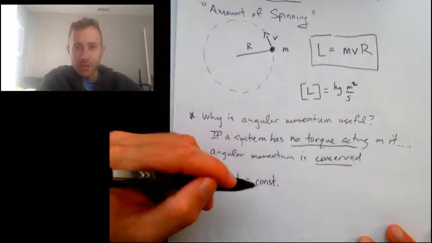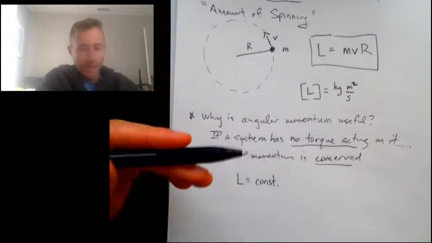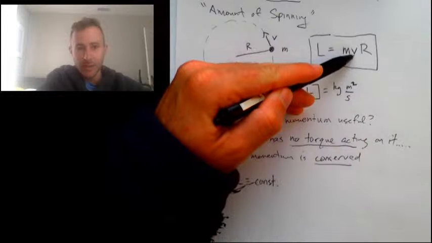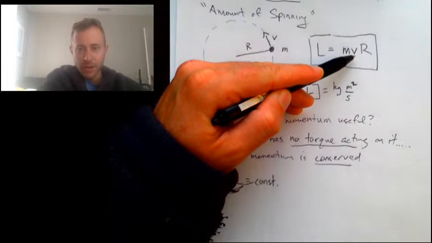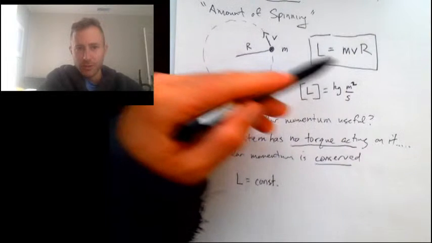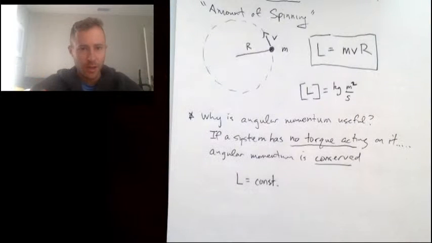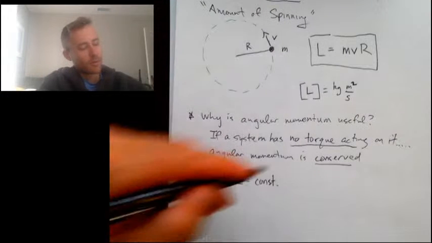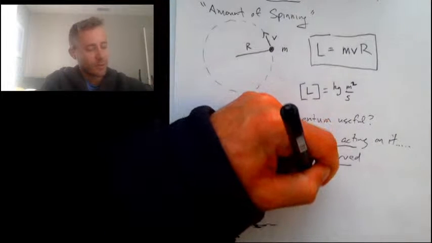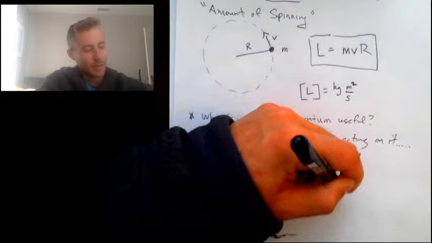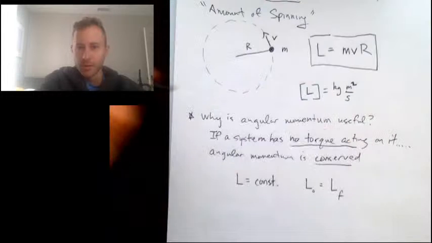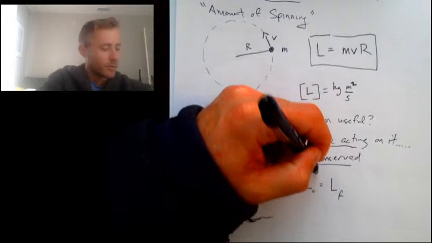That being said, of course, the things that make up that value, like velocity, can change, speed can change, but only if the other quantities change in a way that compensates for that. So angular momentum is constant, or we could think about it as the initial angular momentum is equal to the final angular momentum.